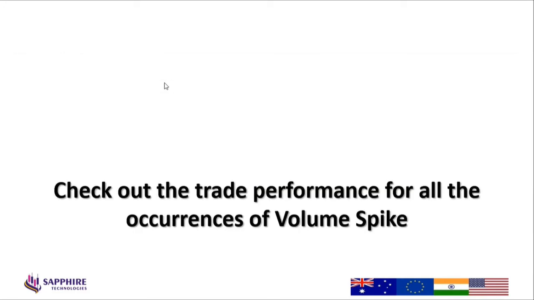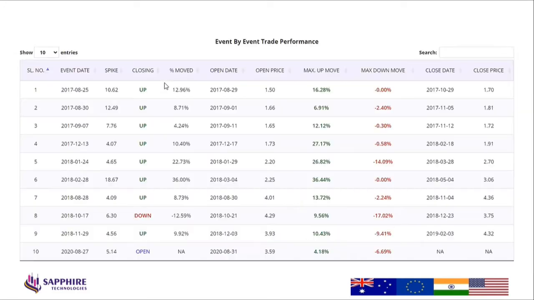Now, you can drill down each of these stocks listed in the summary report into a detailed report. First, the top of the detailed report you just saw, but now you can drill down even further. For example, here is the table for that particular stock, showing what happened for each occurrence of the spike.